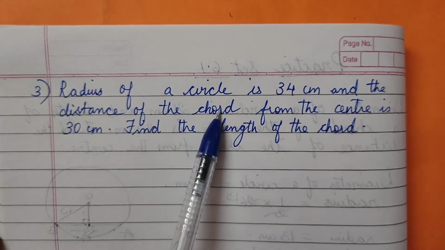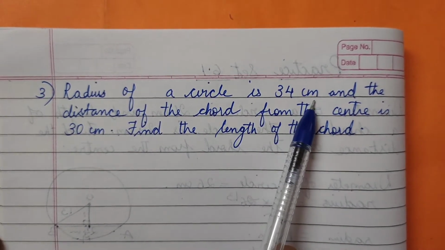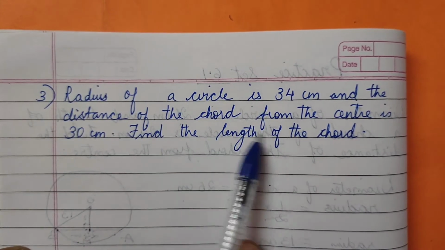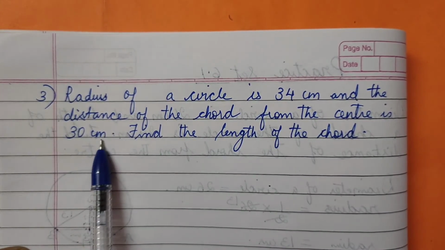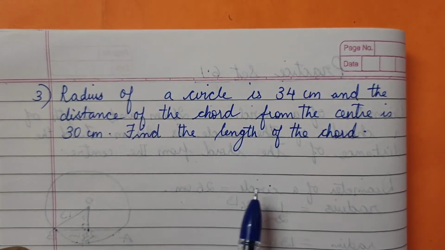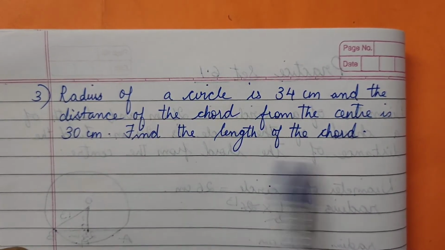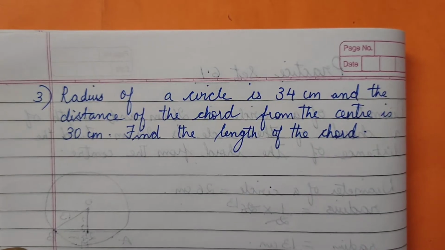Our question: the radius of the circle is 34 centimeters. The radius is given, and the distance of the chord from the center, that means the height, is given as 30 centimeters. Find the length of the chord. That means we need to find the chord here.